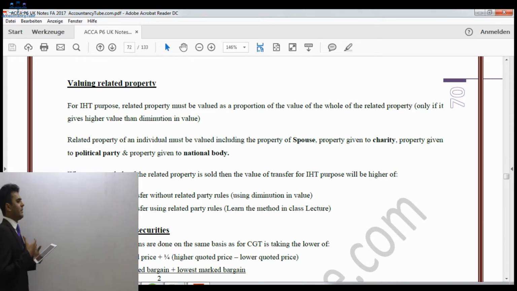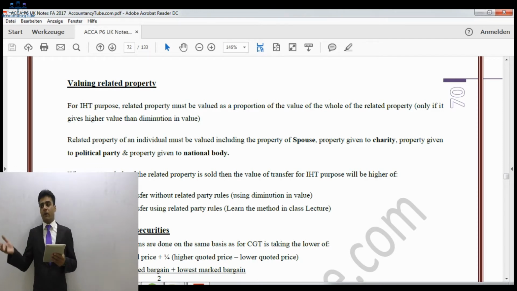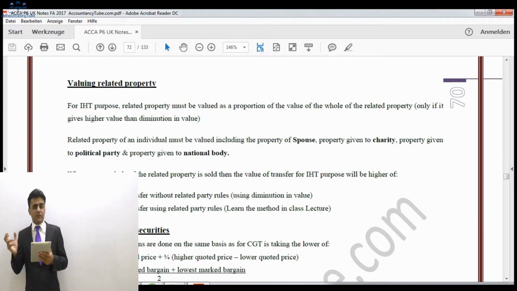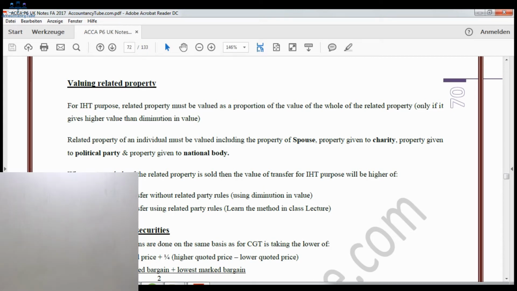Say for example, if I as a transferor hold 50% in the company, and my wife holds 10% as well, then it will be considered that my holding is 60%, although it will actually be 50%, but it will be considered 60%. So I will have to check the share price of what the 60% shareholding is.